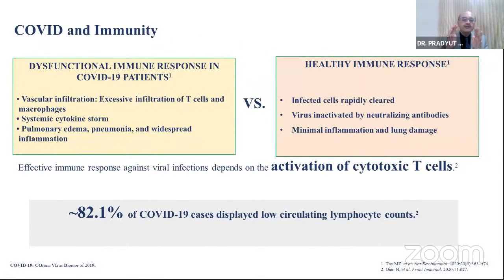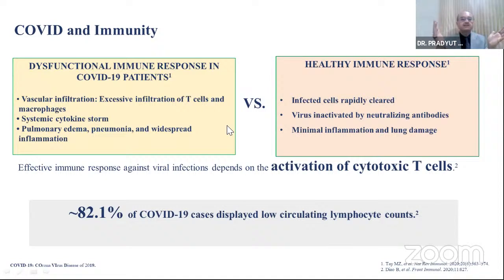Coming to COVID and immunity, COVID usually affects the respiratory airway epithelial cells, the respiratory alveolar epithelial cells, and also the vascular endothelial cells. So whenever there is a dysfunctional immune response in COVID-19 patients, the vascular infiltration occurs because of excessive infiltration of the T cells and the macrophages, which actually destroy these vascular endothelial cells.